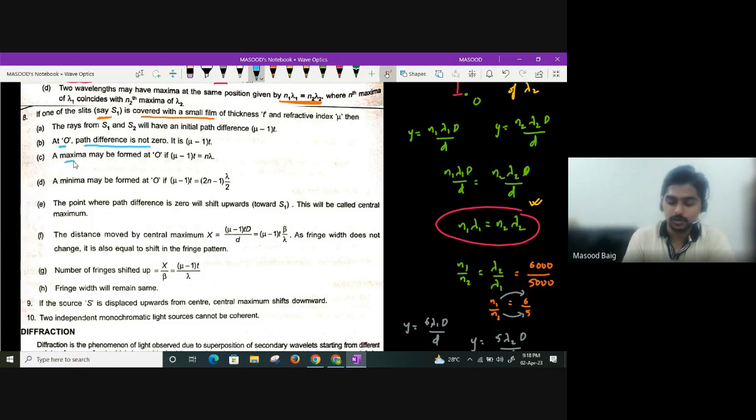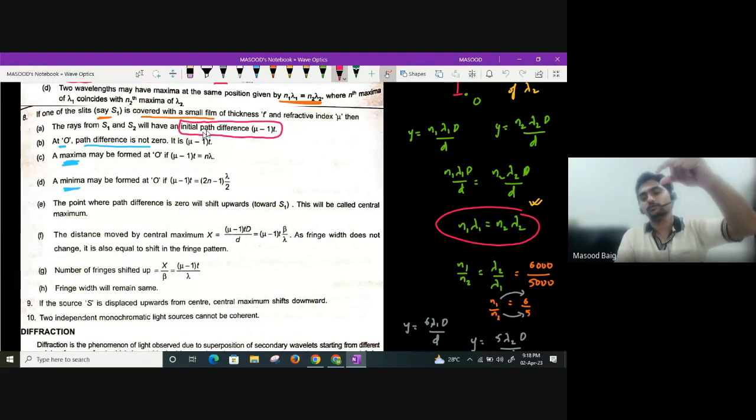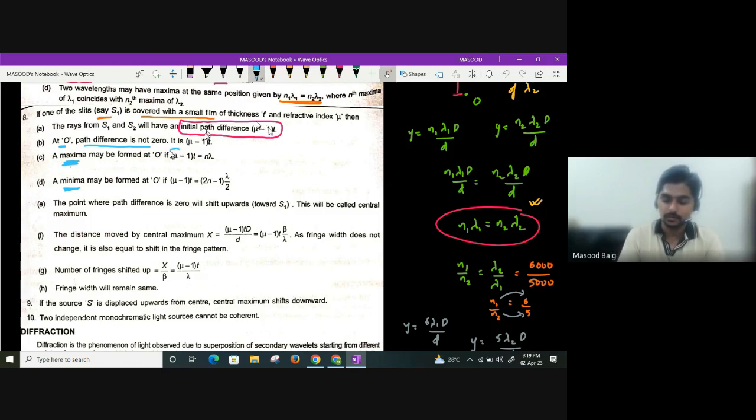What can be formed at point O? Either a maxima or a minima can be formed. So we need to know this particular value, guys. There will always be a certain initial path difference, which is given as (mu minus 1) into t. I am not going into detail about everything again. Whenever we introduce a thin film in front of one of the slits, between the two waves there will be a path difference of (mu minus 1) t. At point O, there will again be a path difference, so the central maxima will not be formed at point O. What can be formed? Either a maxima can be formed. When will maxima be formed? When the initial path difference is equal to n lambda. Okay. When will minima be formed? When the initial path difference is equal to (2n minus 1) lambda by 2. Okay.